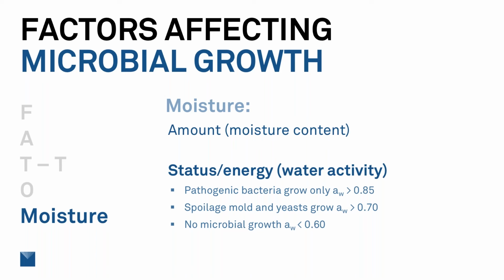What's it available for? The higher the water activity, the more it's able to do, whether it's moisture migration, or in this case, microbial growth. So pathogenic bacteria grow only in water activities above 0.85. Spoilage molds and yeasts grow at water activities above 0.7, and so we've seen before that molds can grow in harsher conditions than the pathogenic bacteria. But then there is no microbial growth at all for water activities below 0.60.